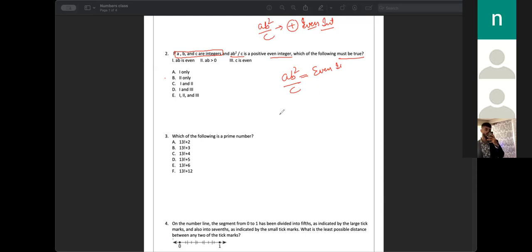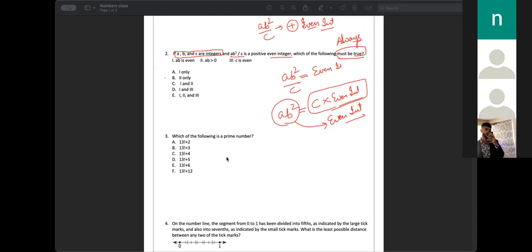Multiply both sides by C, what do you get? AB square is equal to C into some even integer. C into some even integer would also be an even number for sure. So AB square is also even. We know that. Which of the following must be true? Must be true means must always be true. So we need to take care of that thing.